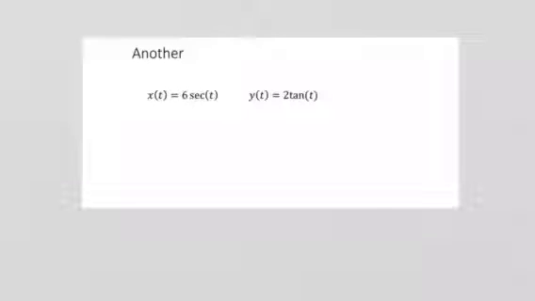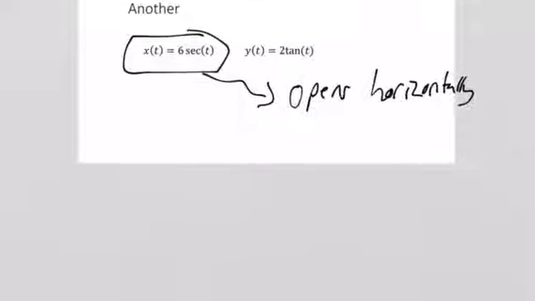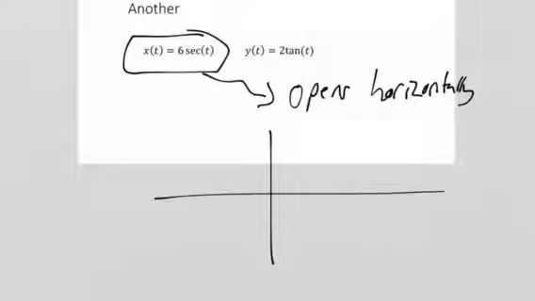All right, I just wanted to do one more hyperbola example before we move on to the next topic. So we have y of t equals 2 tangent t, x of t equals 6 secant t. This tells us it opens horizontally. So when we draw our coordinate plane, we should go 1, 2, 3, 4, 5, 6. We have a point at 6, 0. 1, 2, 3, 4, 5, 6. We have a point at negative 6, 0.